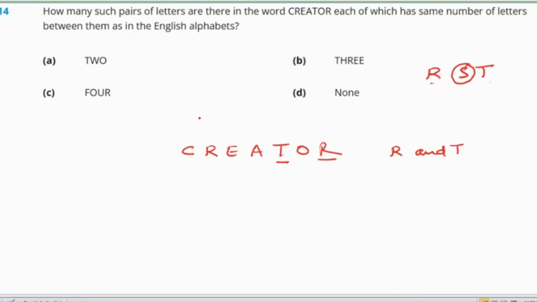Okay. Now we are going to talk about the second pair. What we can see is C and E. In the English alphabet, between C and E we have D. And here also we have one letter between C and E. So C and E is our next pair. After that we cannot see any pair which makes sense according to the question. So that's why only option A, which is 2, is our correct answer.